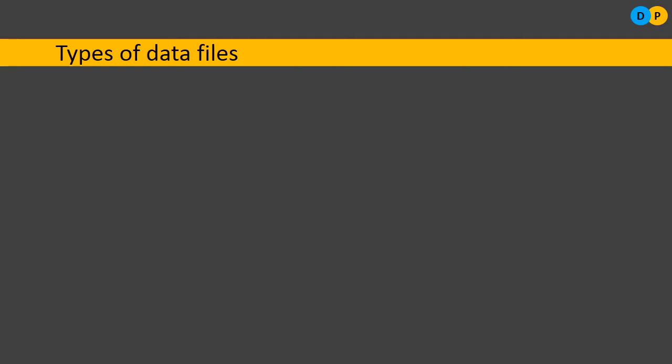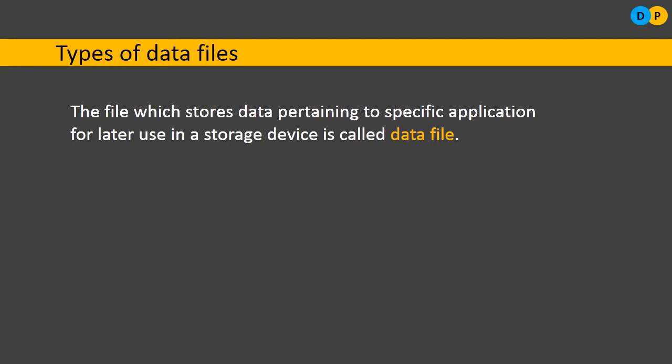So what is the official definition of a file we can consider? A file which stores data pertaining to a specific application for later use in a storage device is called a data file. So in the file we will not be storing unrelated data. We will be storing information or data related to a specific application. Okay, and they will be stored permanently.